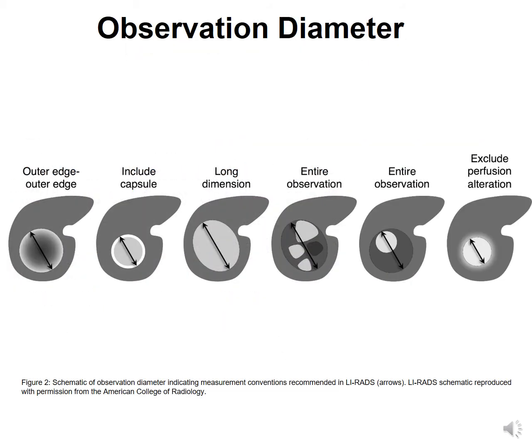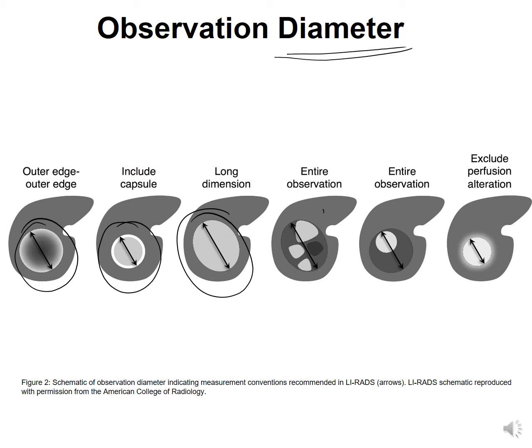Now, the next feature to look at is the diameter of the lesion. So how do you calculate the diameter? Well, you want to measure it from the outer edge to the outer edge, as shown here. You want to include the capsule. You want to measure the longest dimension, and the entire lesion should be measured. You want to exclude the perfusion alterations, so just the lesion, not the perfusion. Increasing size suggests more aggressive behavior. Pre-malignant nodules rarely grow larger than about 15 millimeters. The LI-RADS recommends that the diameter measurement should be done in non-arterial phases whenever possible due to extensive variability in the timing of the arterial phase.